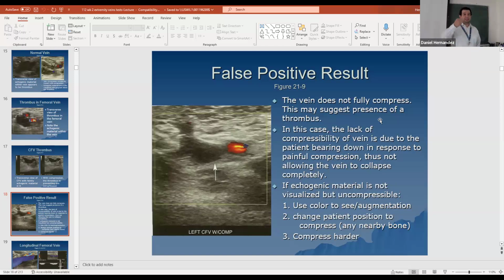We'll work on some techniques. Sometimes you may have to do a little scooping maneuver to really get it to compress. You might have to come a little bit above and push down. So we'll work on some techniques to ensure that you're not giving a false positive result here.